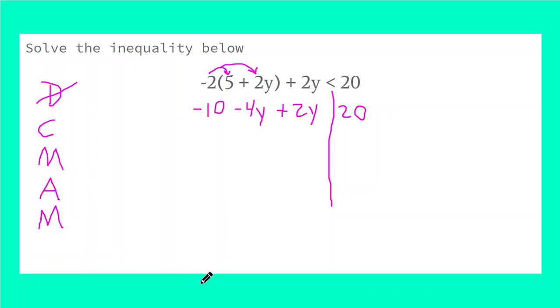My next step is this C, that means combine. So I can combine my like terms. If I look on the left side here, I see I have a negative 4y and a plus 2y.